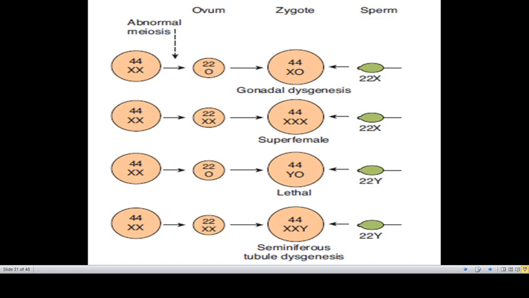Okay, now this is a very good figure to understand the various chromosomal abnormalities. This figure shows the summary of 4 possible defects produced by maternal non-disjunction of the sex chromosomes at the time of meiosis. For your convenience, I have split this diagram into 4 parts so that we can study the 4 defects one by one.